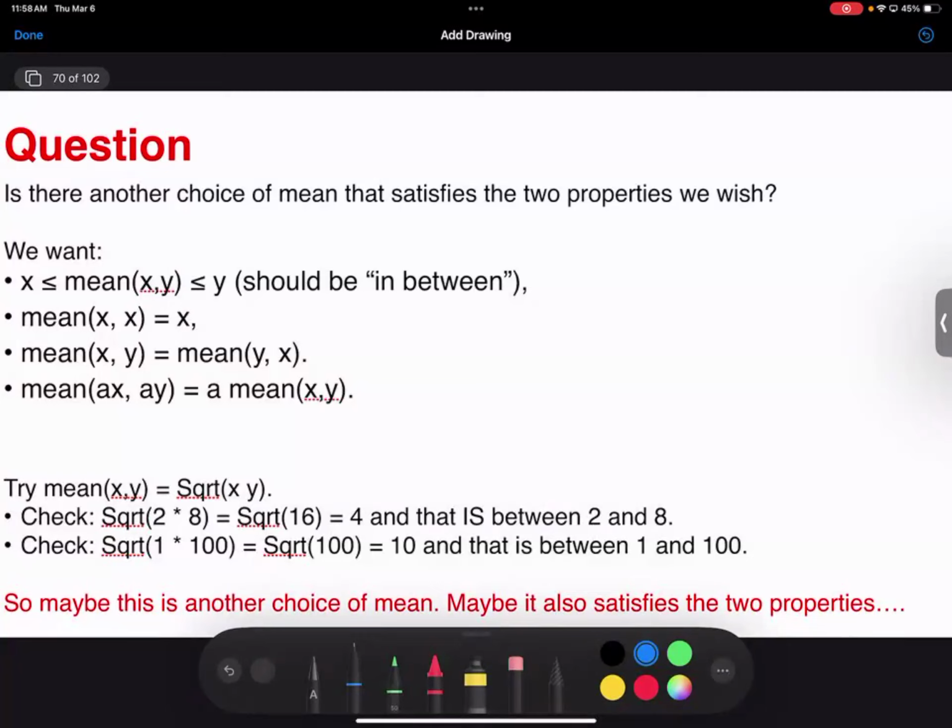1. Because x and y are positive numbers, I can rescale and make x equals 1. Or I could rescale and make y equals 1. And that just simplifies the analysis. I could do it in general terms, of course, but it might be easier to make one of the variables 1.